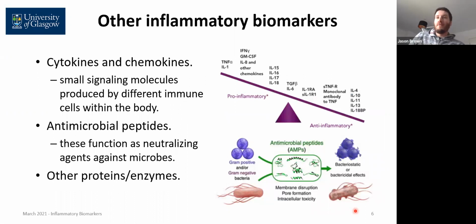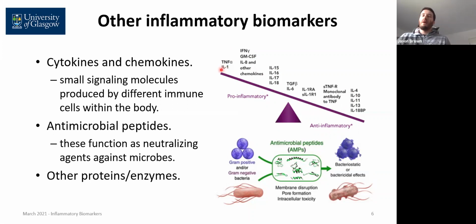There are other types of inflammatory biomarkers. The most common ones are cytokines and chemokines. As I've said, these are small signaling molecules that are produced by different immune cells within the body. You have pro-inflammatory cytokines and chemokines and anti-inflammatory proteins as well. It very much depends on the level of these given cytokines or chemokines. It can actually dictate and inform you at what level of inflammation is occurring within a given patient, for example.